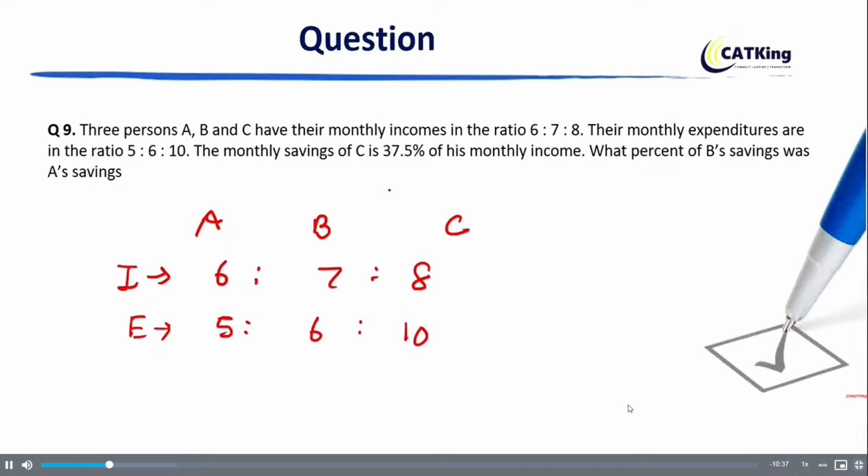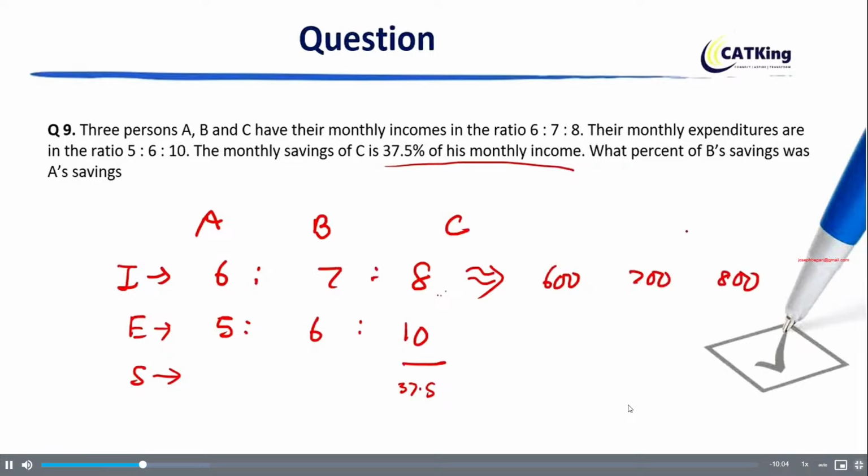Monthly savings of C is 37.5% of his monthly income, right? So what is the savings? Savings is 37.5% of income, right? Okay, cool. Now, the simplest method to do this question is, because this is a ratio, I can assume any value that deems fit, correct? I can give any value to it. So, let me give this 600, 700, 800.